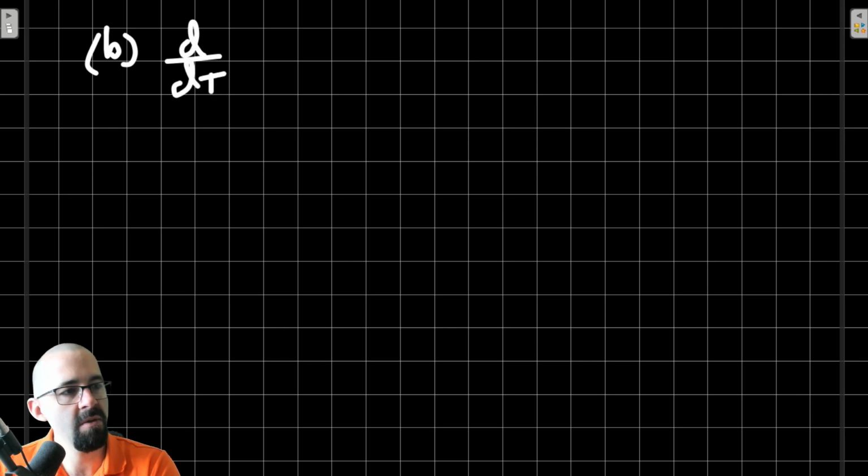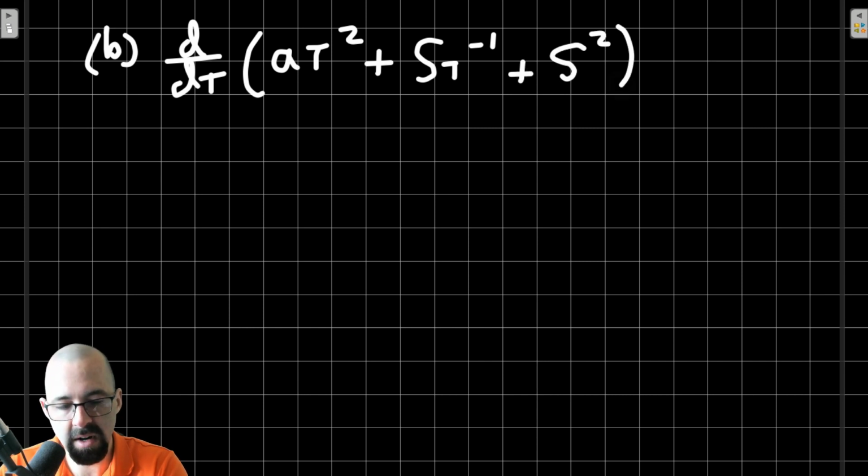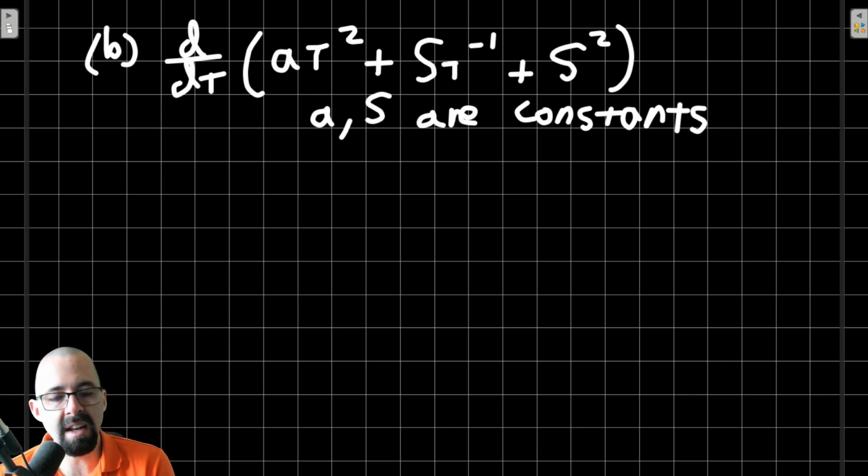So let's take the derivative with respect to t. So t is the variable here of a t squared plus capital S times t to the negative first power plus capital S squared. And here the note is that a and s are constants. You've got to be a little careful here because there's a lot of letters, but you're not taking the derivative of all the letters. The letters are just numbers. So anything that's not a t is a number. So what's this going to look like?